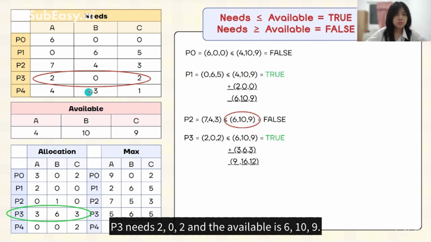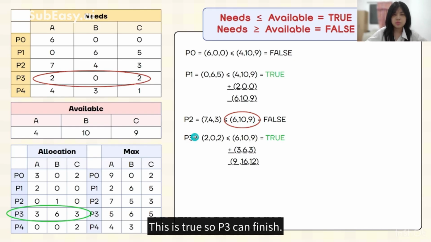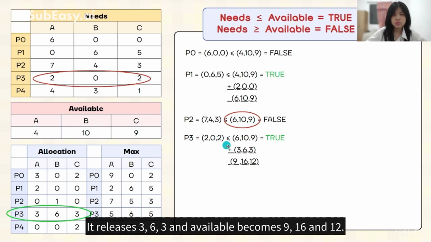P3 needs 2, 0, 2, and the available is 6, 10, 9. This is true, so P3 can finish. It releases 3, 6, 3, and available becomes 9, 16, and 12.